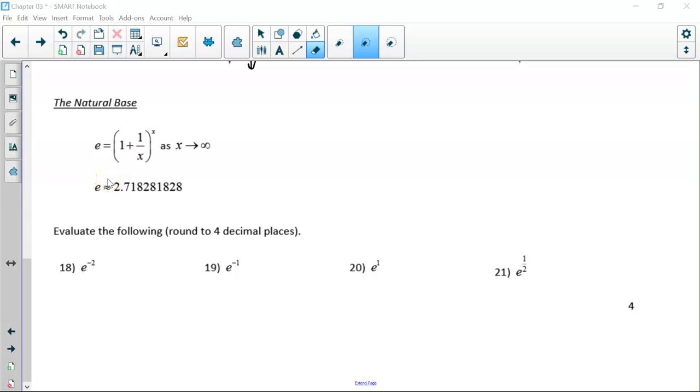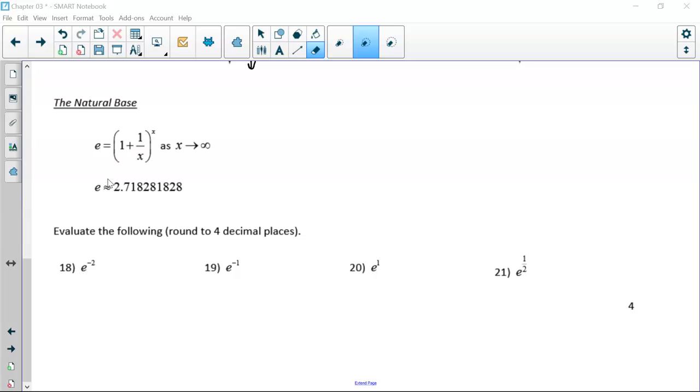Okay, welcome to section 3.1. This is part 3. We're going to be talking about the natural base. And the natural base is e. And e is a number where (1 plus 1 over x) all being raised to the x, as x is approaching infinity, is about 2.718, and it keeps going.